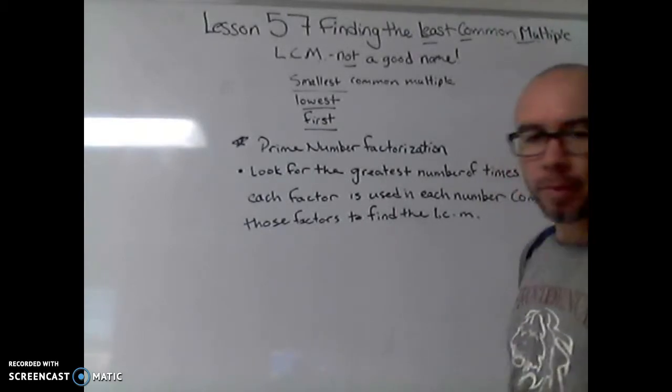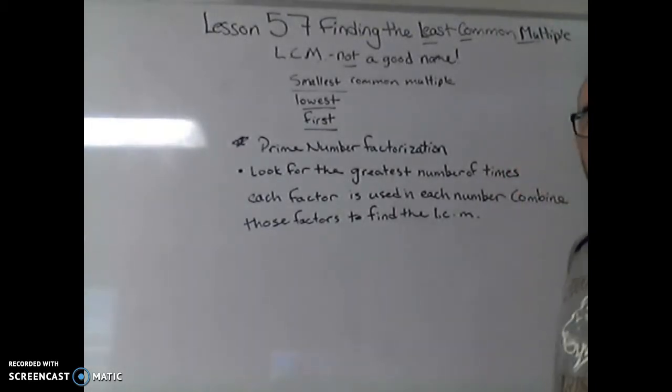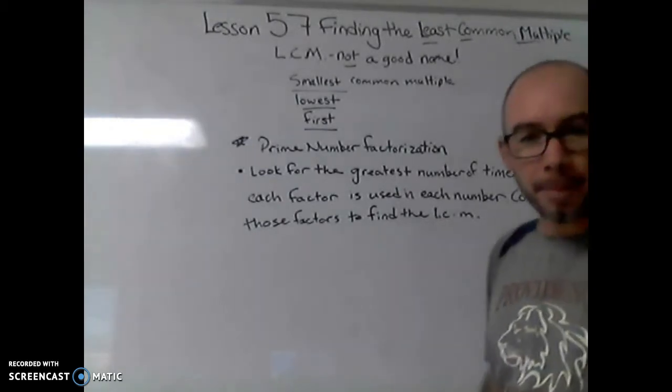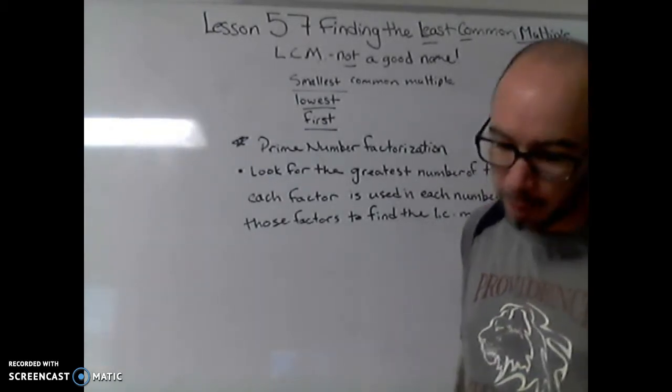The first strategy that you're going to want to use for finding least common multiples, or the smallest common multiple, is to look for the greatest number of times each factor is used in each number, and then combine those factors to find the least common multiple. I'll do that on the camera, or the other camera, here in a few minutes.